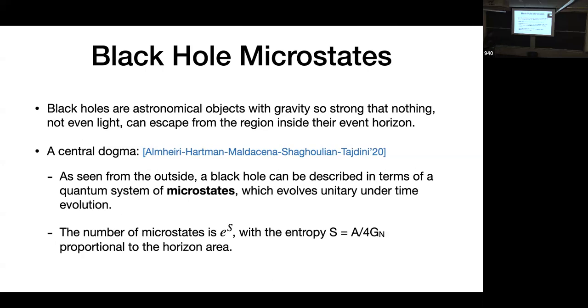And in the quantum theory of black holes, there's a central dogma, which is as follows: if we try to observe a black hole from outside, then the black hole can be described in terms of a quantum system of microstates. These microstates evolve unitarily under time evolution. Maybe the most important characteristic of this quantum system is the number of microstates. It's given by e to the power of the entropy of these microstates, and the entropy is given by the area divided by 4 times G Newton. This is the horizon area.